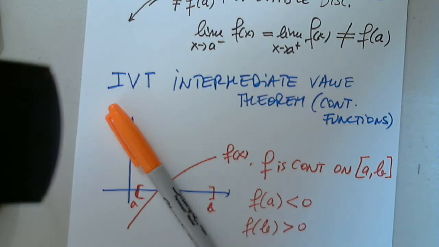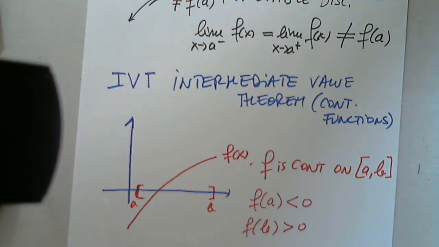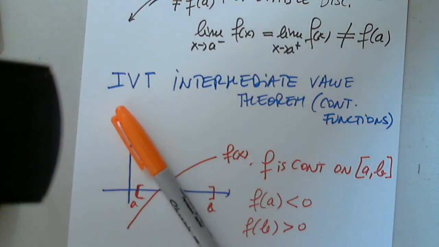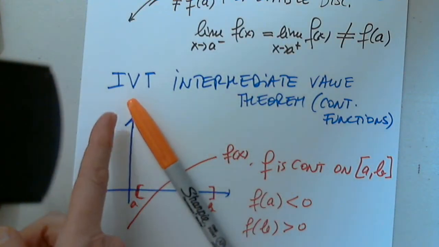Yes, I could have graphed the function like this. Then I would have said f of a is positive and f of b is negative. I chose to graph it like this. It doesn't matter. There are only two options. Either coming from negative to positive or coming from positive to negative.